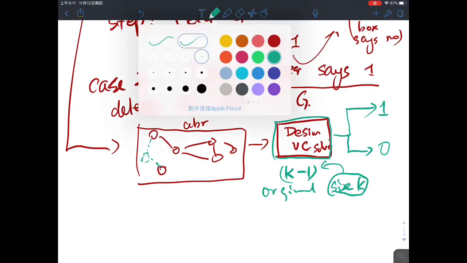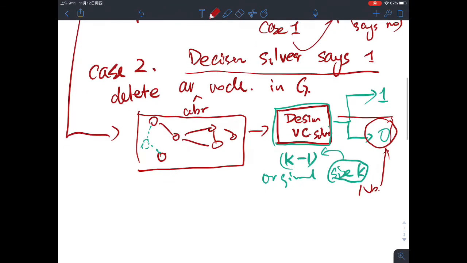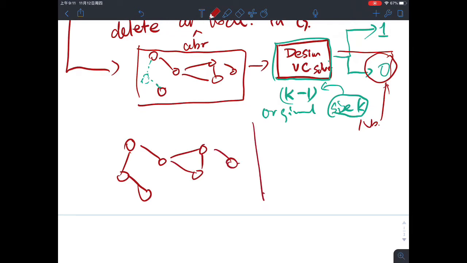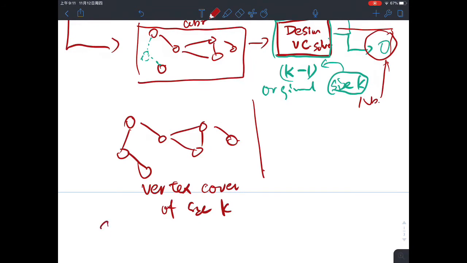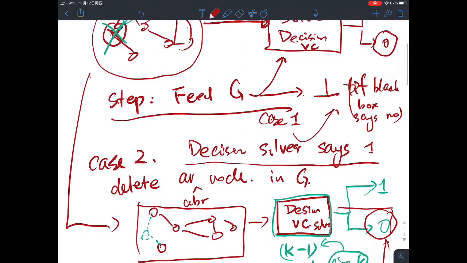So let's focus on the second scenario first. It says no. Now, in case this happens, what can we say? We started with some graph, and with this graph we are able to find a vertex cover of size k. Why is that true? Because in step one, when we directly did the query, it said yes.